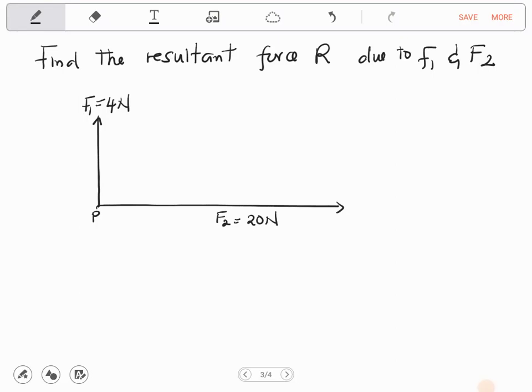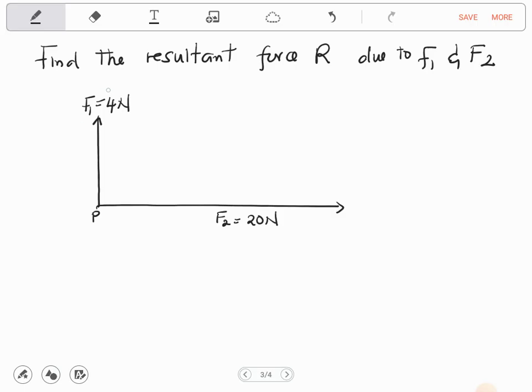Find the resultant force R due to force 1 and force 2. So how do we do this? For those who are doing physics, this is just addition of vectors. There's nothing complicated here. It's just vectors, all right? You must be aware of vectors and scalars, right? Vectors have both magnitude and direction. I'm sure you can see the arrows.